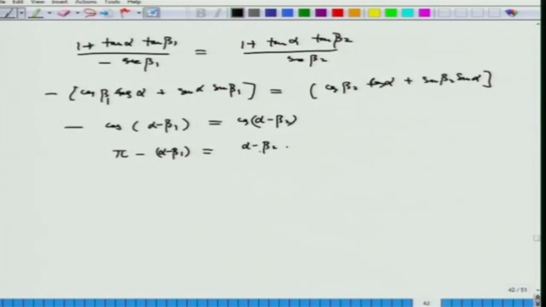So, this actually implies that the angle of incidence equals the angle of reflection, which is the famous law of reflection. Now, we go to the case where you have a refraction.